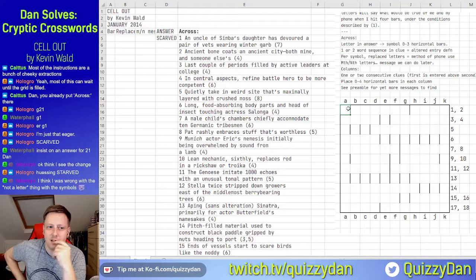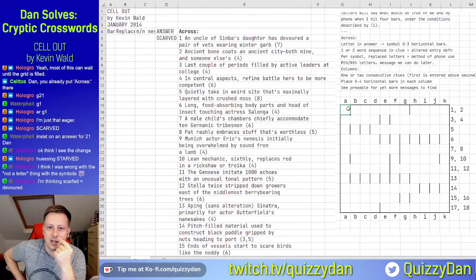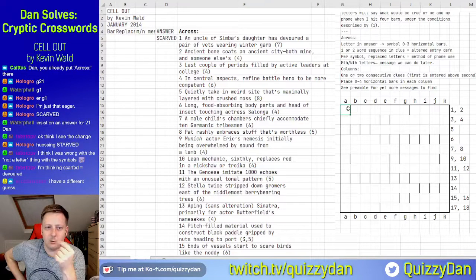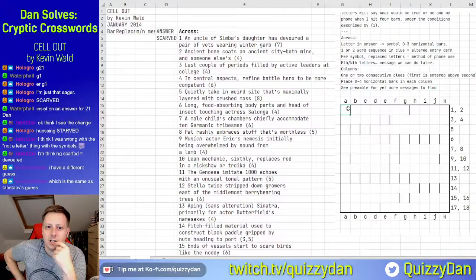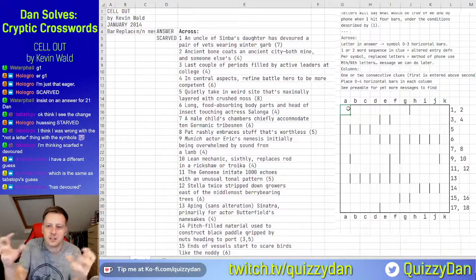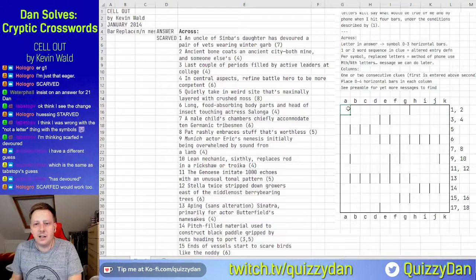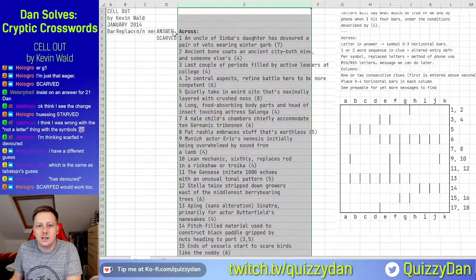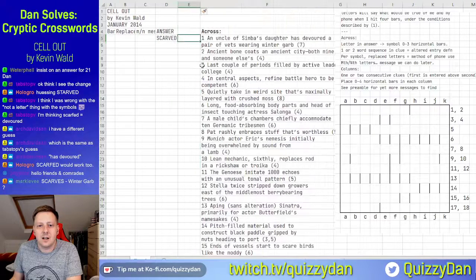Has devoured a pair of vets wearing winter garb. Arch, what is your guess? Because I'm not quite... You're thinking scarfed for devoured. Yes, because has can be the container indicator. So devoured is probably scarfed. Okay. So let's make that scarfed.